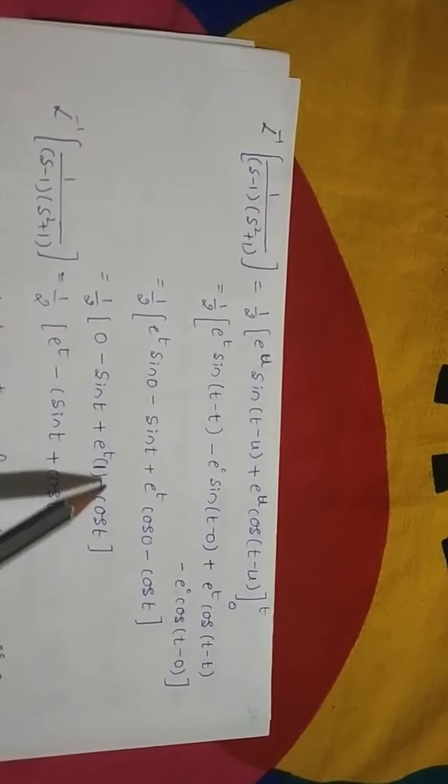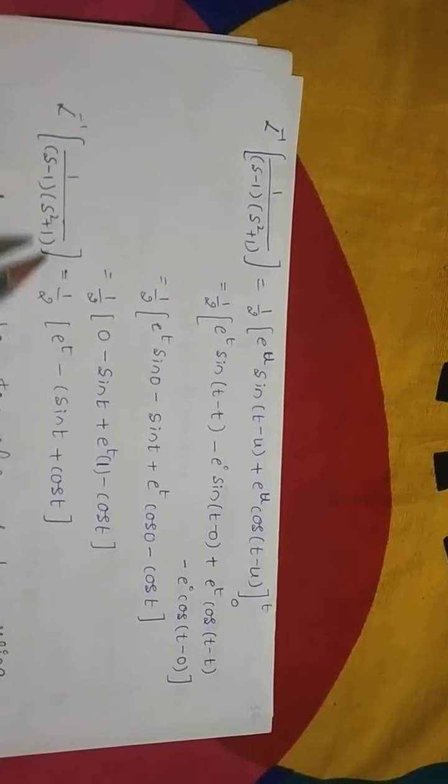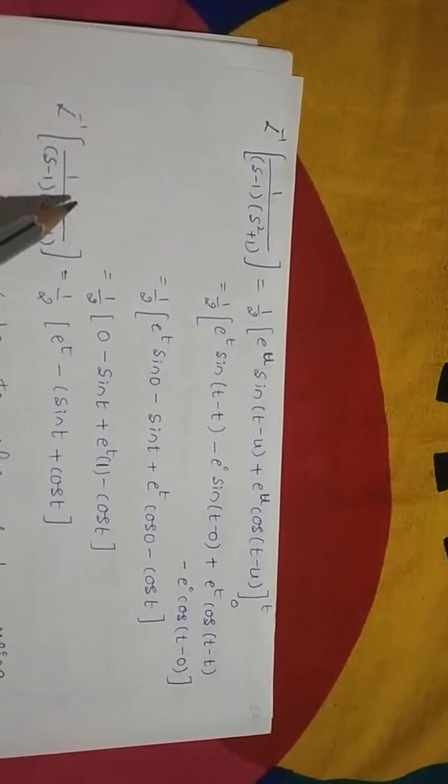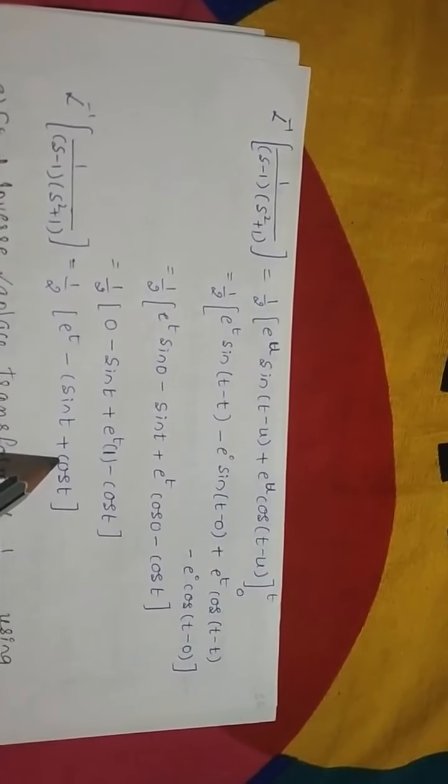1 by 2 into bracket 0 minus sin t plus e raised to t minus cos t. Therefore L inverse of 1 upon (s minus 1) into (s square plus 1) is equal to 1 by 2 into bracket e raised to t minus, taking from these two terms, minus into bracket (sin t plus cos t). This is the required result.